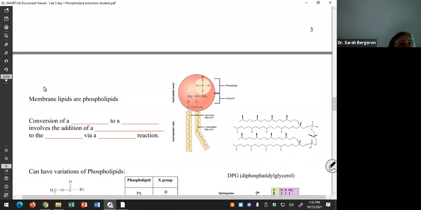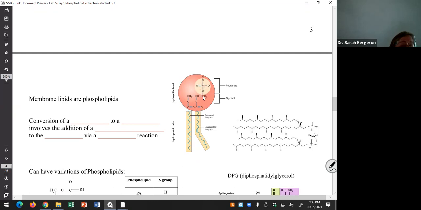Now let's talk about what we're actually going to purify. The ones that we're going to purify are phospholipids. Where do we find phospholipids? In the plasma membranes. Here's our glycerol backbone. We have an ester here and an ester here, so we have two fatty acid tails. What did we attach to the third? We attach some kind of a phosphate group.